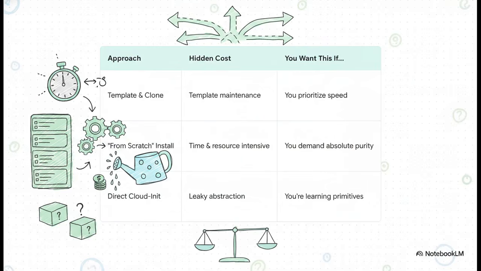The template and clone method? Super fast, but its hidden cost is that you constantly have to maintain and update your templates. The from-scratch install? It gives you total purity, but man, is it slow and resource-intensive. And that first idea, the direct Cloud-Init approach, its hidden cost is that it's a leaky abstraction. It's a technical term we'll get to, but it basically just forces you back into dealing with templates anyway. So you can see, your choice depends entirely on what you care about most.